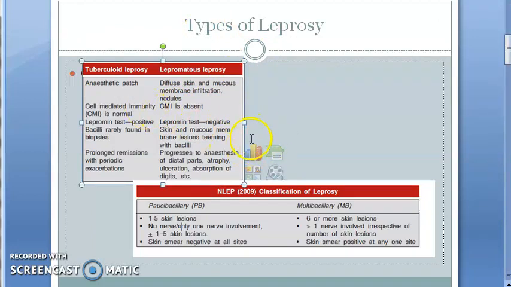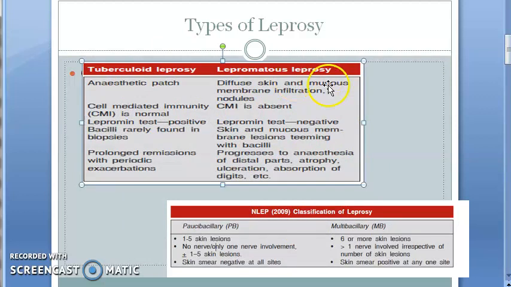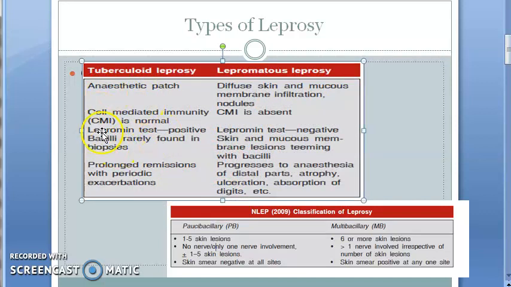Types of leprosy, what you will learn actually is tuberculoid leprosy and lepromatous leprosy, right? In tuberculoid leprosy, what happens? There will be cell-mediated immunity. So there will be granuloma, etc. This is showing that it is able to fight against the bacilli. However, in lepromatous leprosy, cell-mediated immunity is absent. Lepromin test will be negative. This is showing bad. Lepromin test negative means the body is not able to fight against the infection.